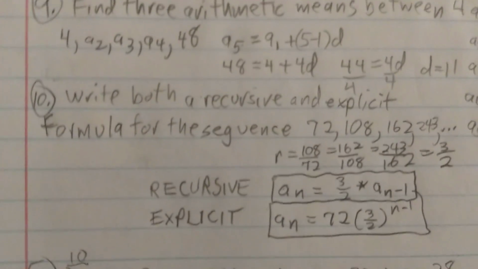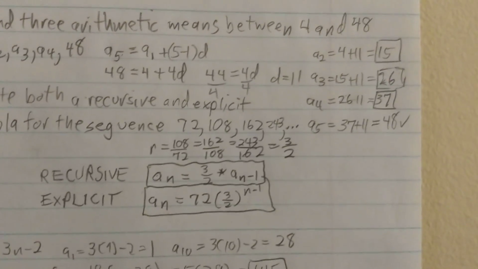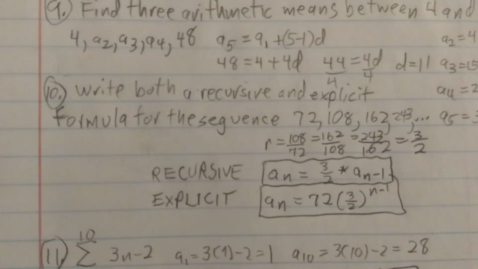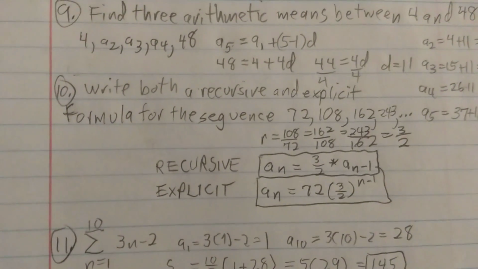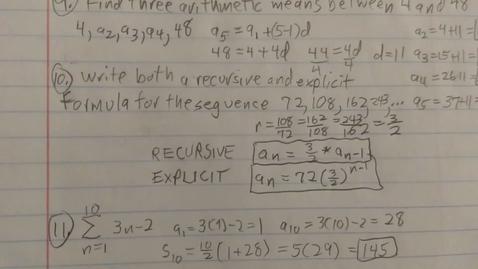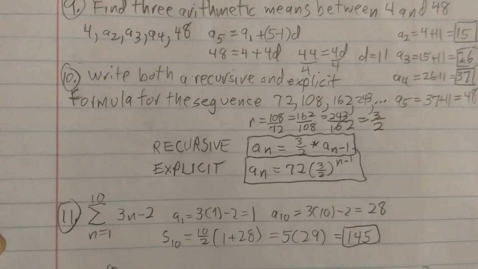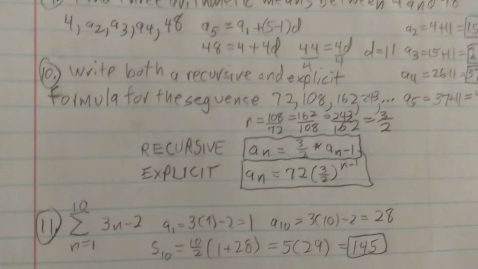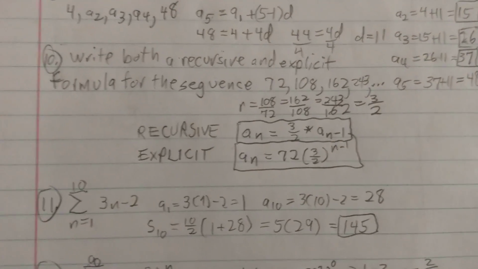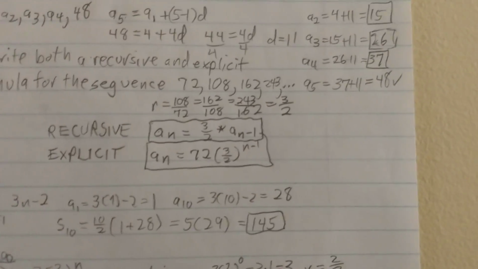Now on 9 here it says find 3 arithmetic means between 4 and 48. So what that means for us is we're going to write it out as 4, comma a2, comma a3, comma a4, comma 48. So now what we're going to use is the explicit formula, a sub 5 equals a_1 plus (5 minus 1)d. d is what we're trying to find. So our fifth one is 48, our first one is 4, and 5 minus 1 is 4d. So subtracting the 4 over, we get 44 is 4d. Dividing by 4, d is 11.